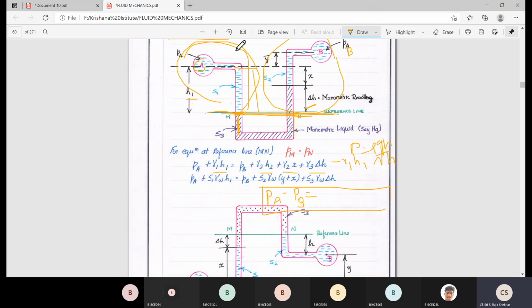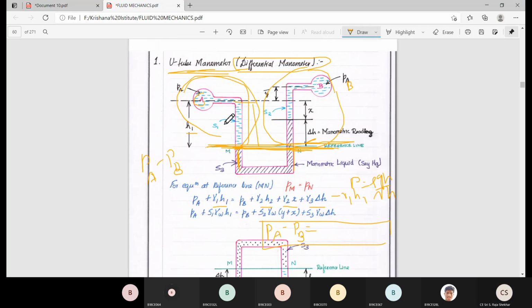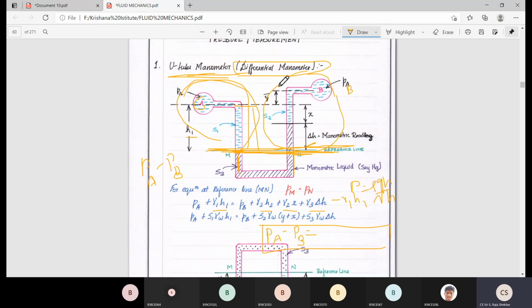First, for the left limb, we need to decide the equal pressure line and calculate the pressure for the left limb, and then calculate the pressure for the right limb, equate both, and calculate PA minus PB. That is the pressure difference between two sections in a pipe. Okay, so that is the use of U-tube manometer.